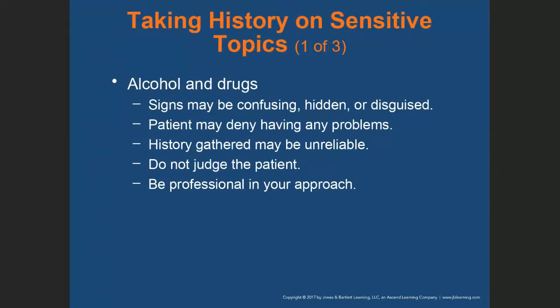Now, taking history on sensitive topics, we kind of touched on this when we did documentation. So you have your patients who use alcohol and drugs. Signs may be confusing, hidden or disguised, so they might not give you accurate information. The patient may deny having any problems. History gathered may be unreliable. Do not judge the patient. Be professional in your approach.